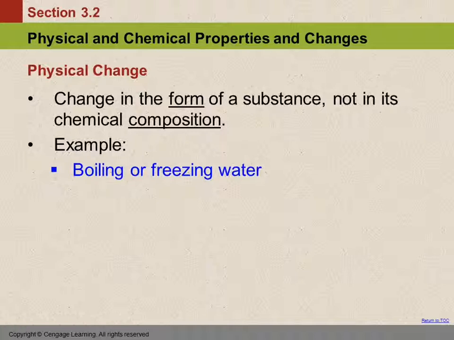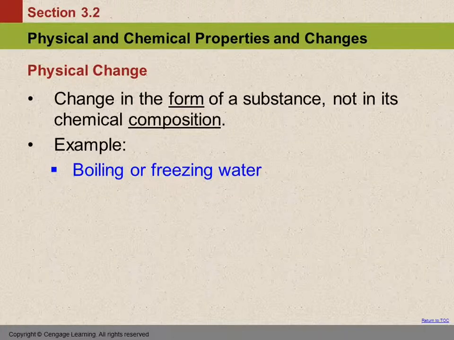If I take a piece of wood and I saw it in half, is that a physical change or a chemical change? It's a physical change. I've changed the mass of that piece of wood by cutting it in half. I now have two pieces, but each piece is still wood. I didn't destroy the original substance.